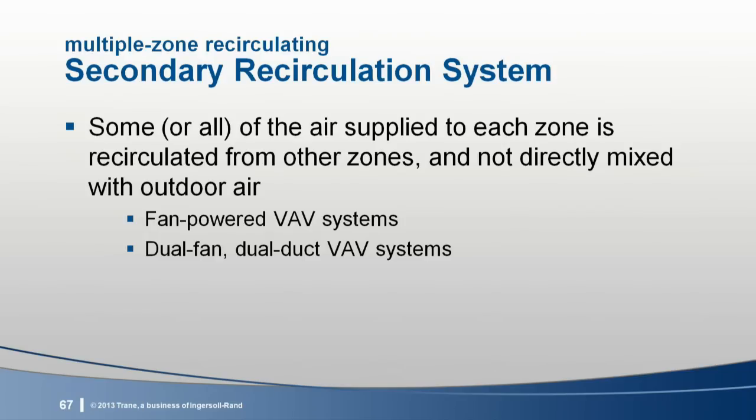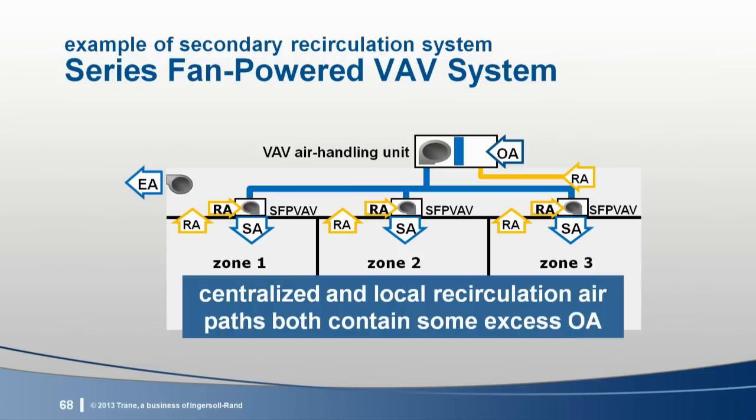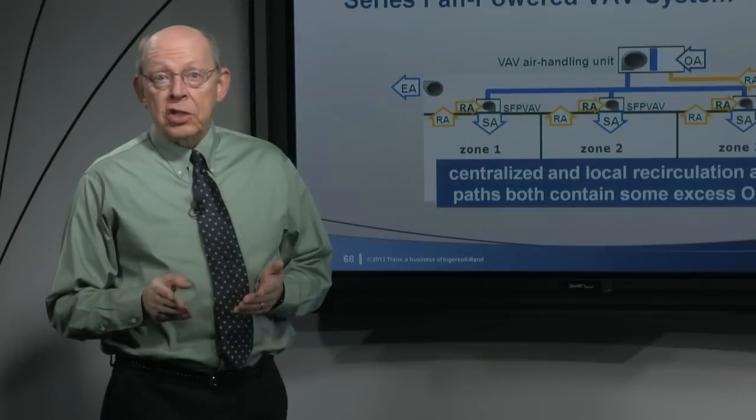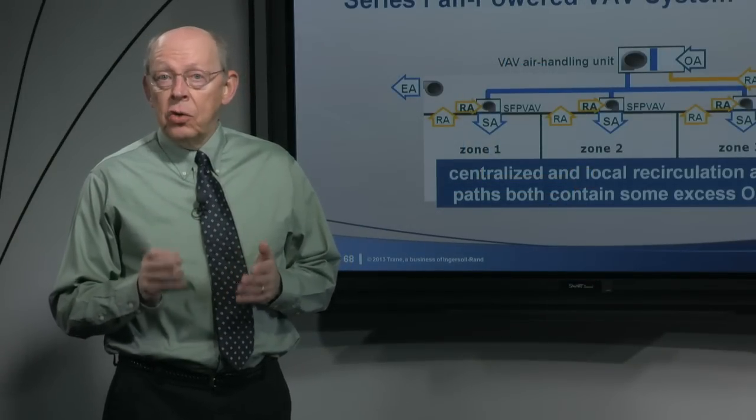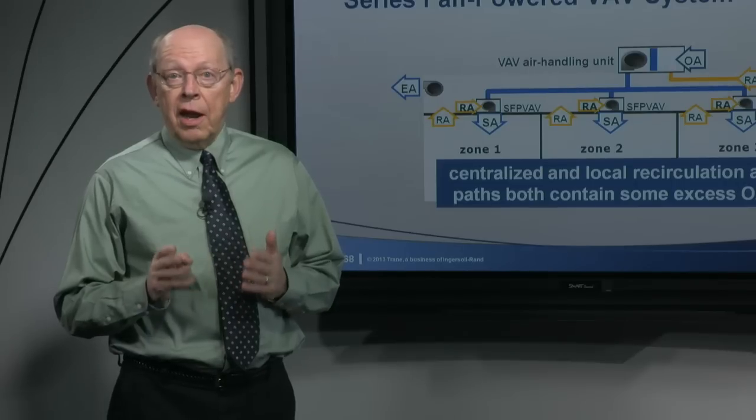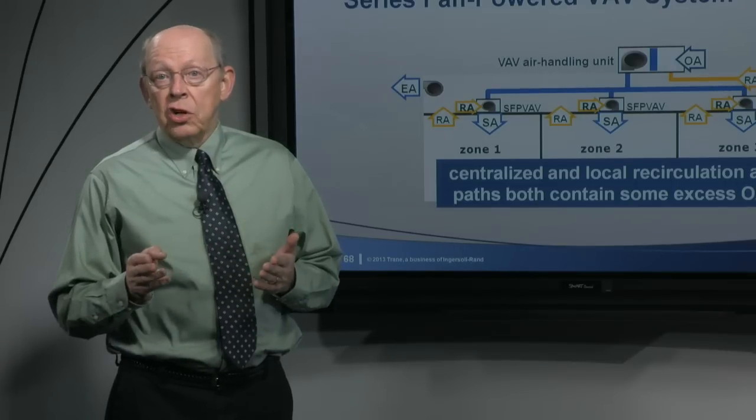In a series fan-powered VAV system, one air handler brings in outdoor air at a central location and mixes it with air recirculated from all zones before delivering it as primary air to all zones. In addition, each VAV box recirculates air from the ceiling plenum, providing a secondary recirculation air path. Standard 62 calculations result in a credit for excess unused outdoor air in the recirculated air, whether that recirculation occurs centrally or locally.